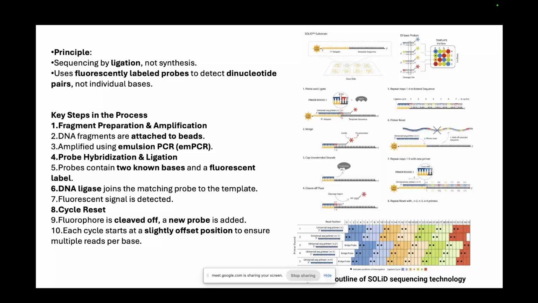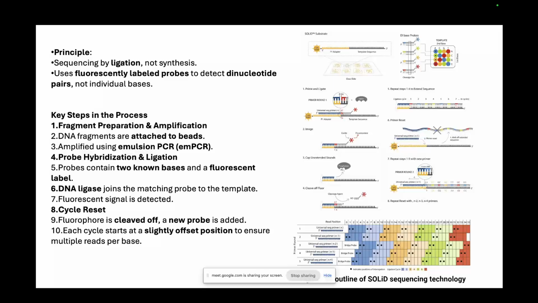Sorry, I have not put the heading here. This is basically the SOLiD technique, which is sequencing by ligation. I'm not going to go into very much detail, but here is a general overview of how the workflow works. This is sequencing by ligation. It's not synthesis. It will use fluorescently labeled probes to detect dinucleotide pairs, not individual bases. It will detect the ligation. It will not detect the addition of each of these bases.